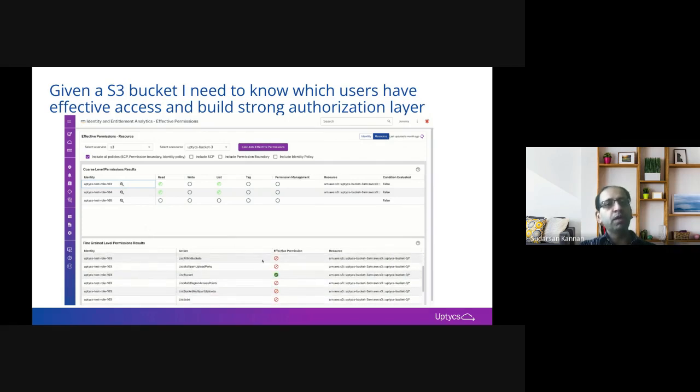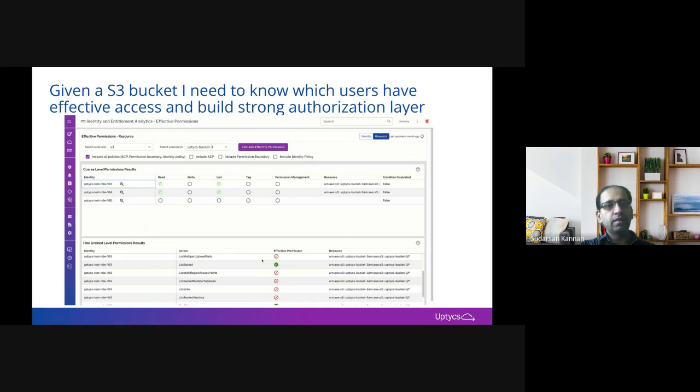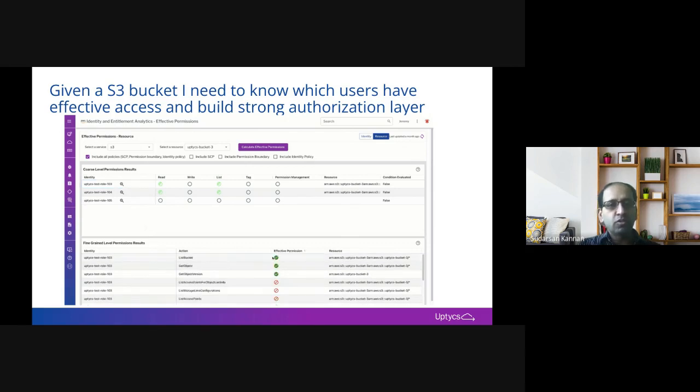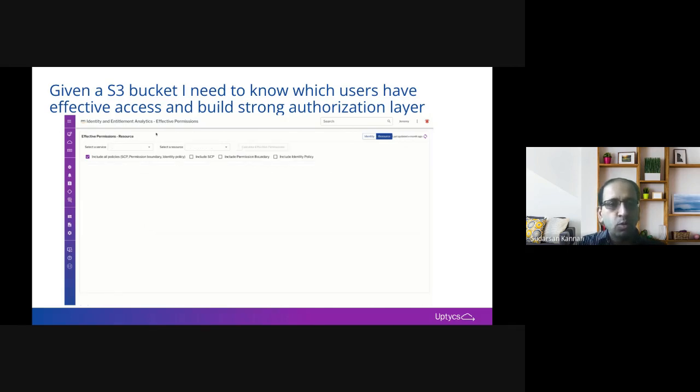And then I pick a specific user, and then say that user can do list bucket. That user cannot do delete bucket. So that is the level of granularity that you need to answer that question, both for security use cases as well as compliance use cases.